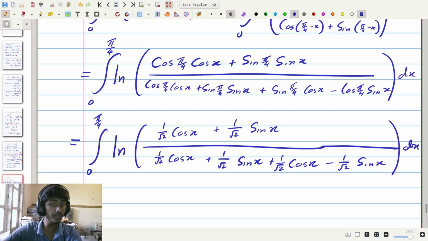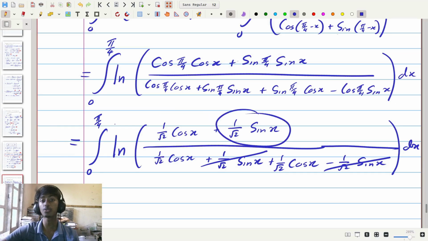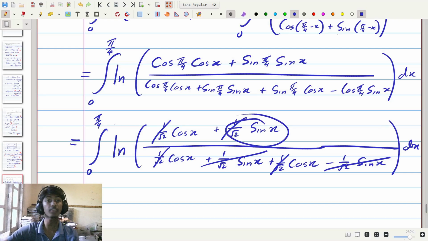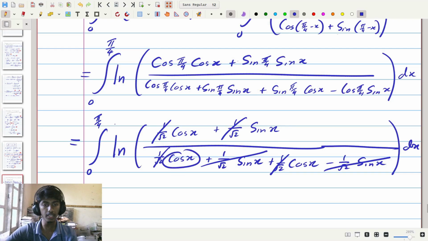Now considering this thing, we can see on the bottom we have plus 1 over root 2 sin x and another minus 1 over root 2 sin x. We can cancel out these two. Now cancelling out those two, we can see on top we have 1 over root 2 cos x and 1 over root 2 sin x, and on the bottom we have 1 over root 2 cosine of x. Now let's say we divide the top and the bottom by 1 over root 2. We can cancel these, leaving us with cos x plus sin x on top, and at the bottom we have cos x and another cos x, which is 2 times cosine of x.